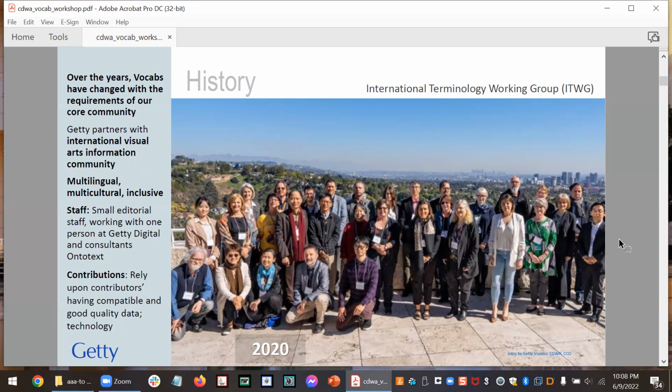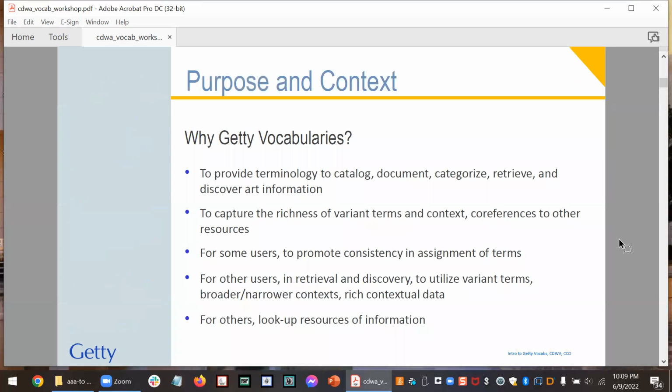Now, you saw when I introduced you, we have a very small editorial staff, and we work primarily with one person at Getty Digital, with a few others and some consultants occasionally, but such a small group to get good contributions and publish the data. We rely upon the contributors having compatible and good quality data.